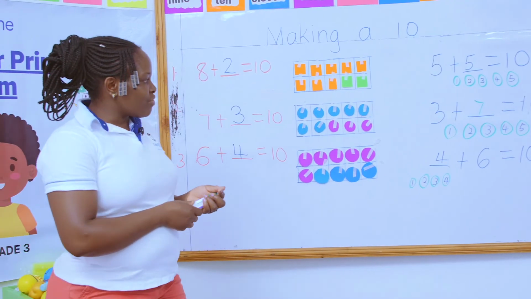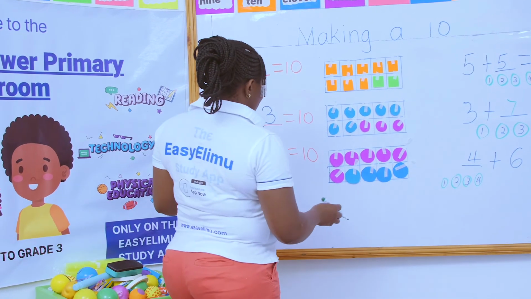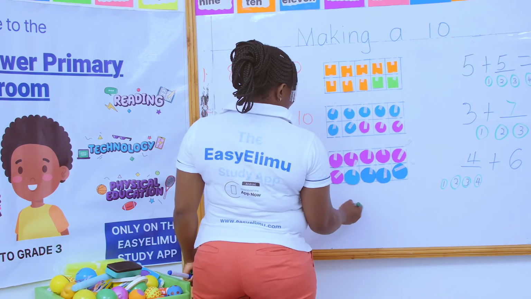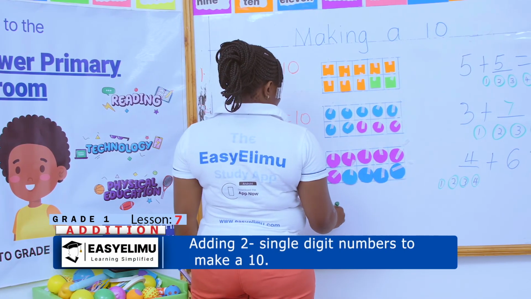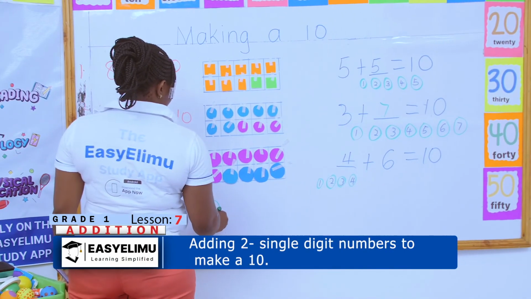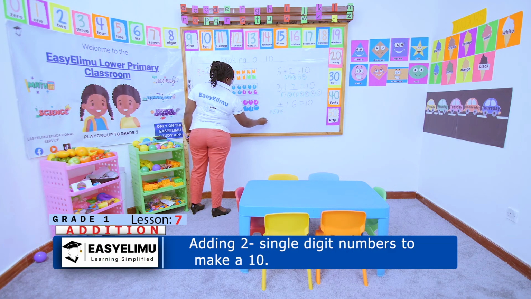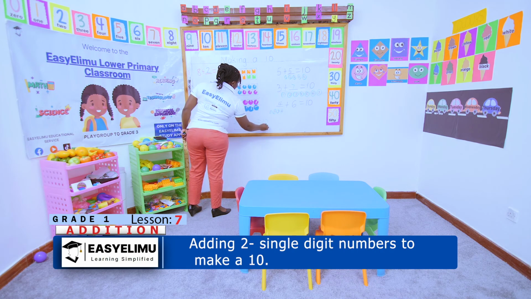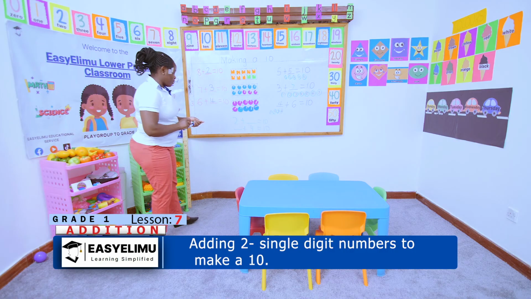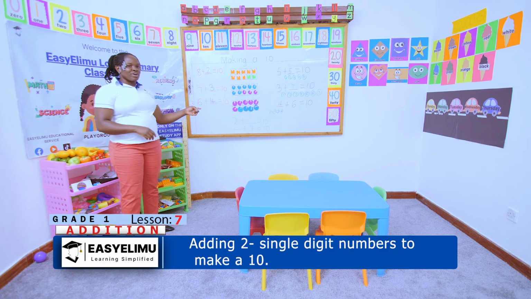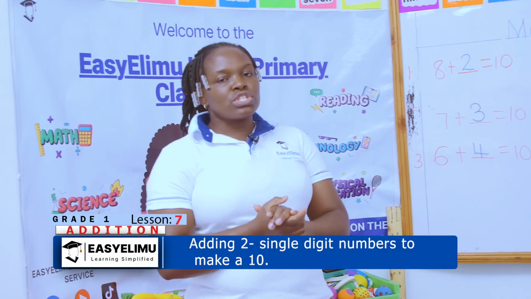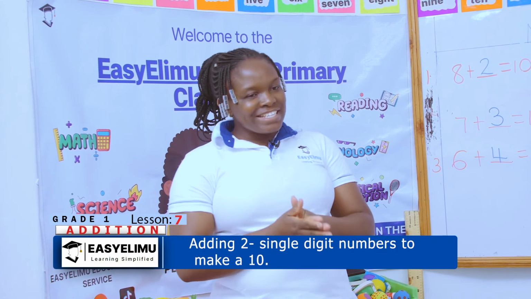Now, during your free time at home, I want you to go and calculate this with mommy or daddy and find out the missing number. 2 plus dash makes a 10. And dash plus a 4 makes a 10. So that when we meet during our next lesson tomorrow, I want to find out the answers for those 2 questions.